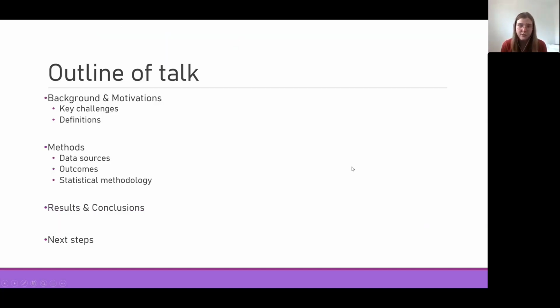So just a brief outline of what I'm going to talk about today. I'll start off with some background and motivations, talk about some of the key challenges that we're trying to address in this work, but also in my PhD more broadly. I'll introduce a couple of definitions that are quite pivotal to the work. I'll then delve into some methods, so the data sources, the outcomes, as well as introducing a methodological framework that we use to apply to this problem. And then I'll finish up with some results, conclusions, and next steps.